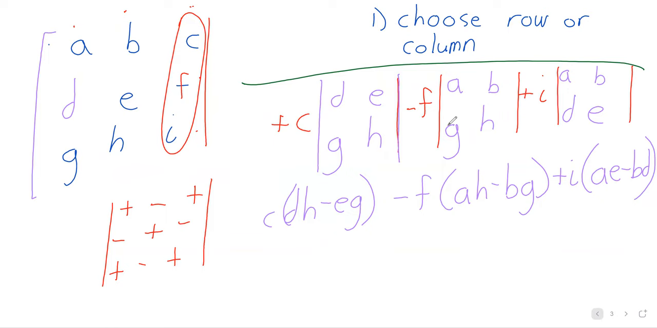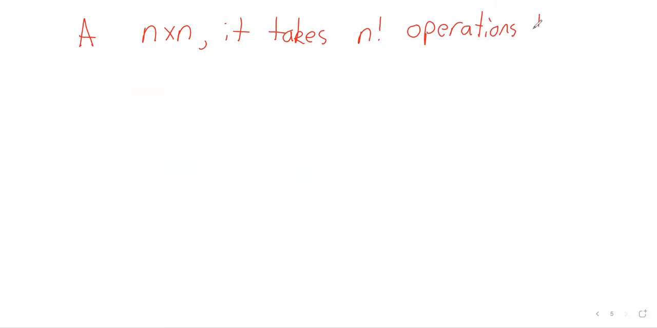And once you get to 5x5, you can see that this is going to get out of hand very quickly. In point of fact, if A is n by n, it takes n factorial operations to find the determinant of A. When I say operations, I mean flops, if that means anything to you: addition, subtraction, multiplication, or division.